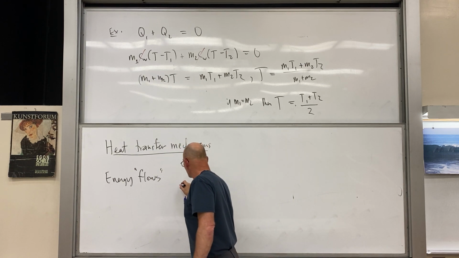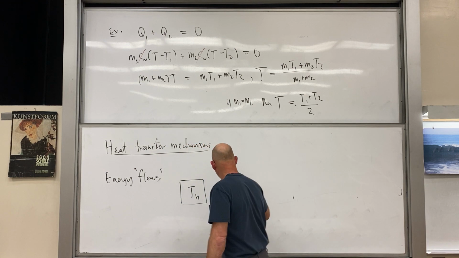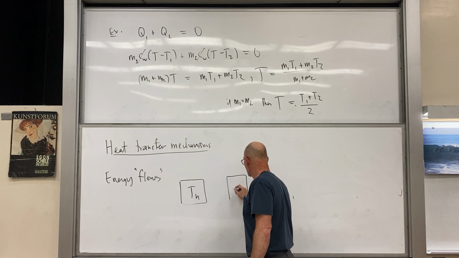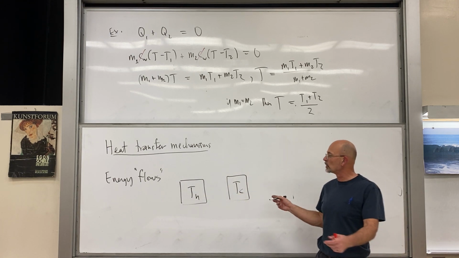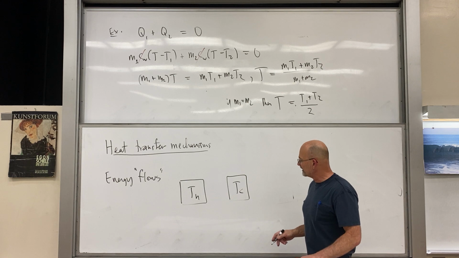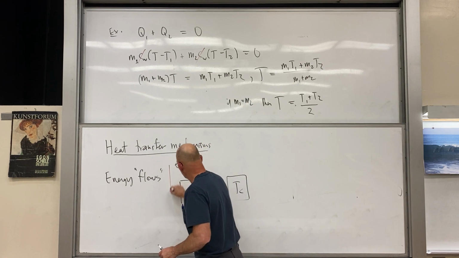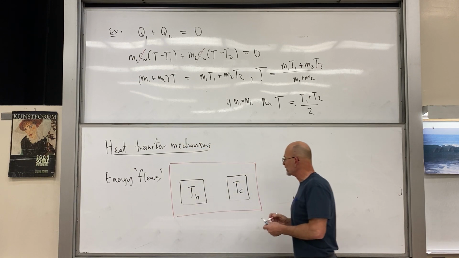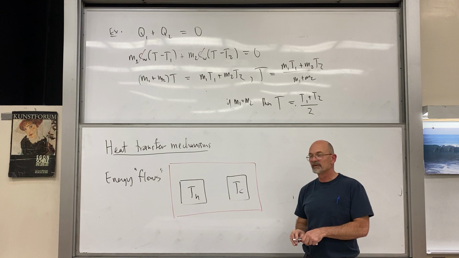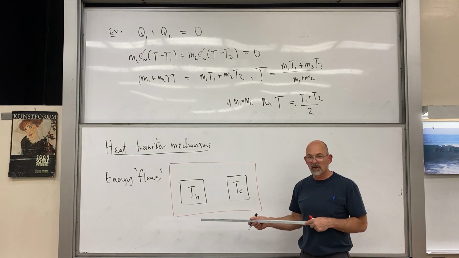And here's the thing: suppose you have an object at a higher and an object at a lower temperature, as in hot and cold, hotter and colder. Then if you bring these into contact with each other, isolated from everything else for the moment, how's the energy going to flow?